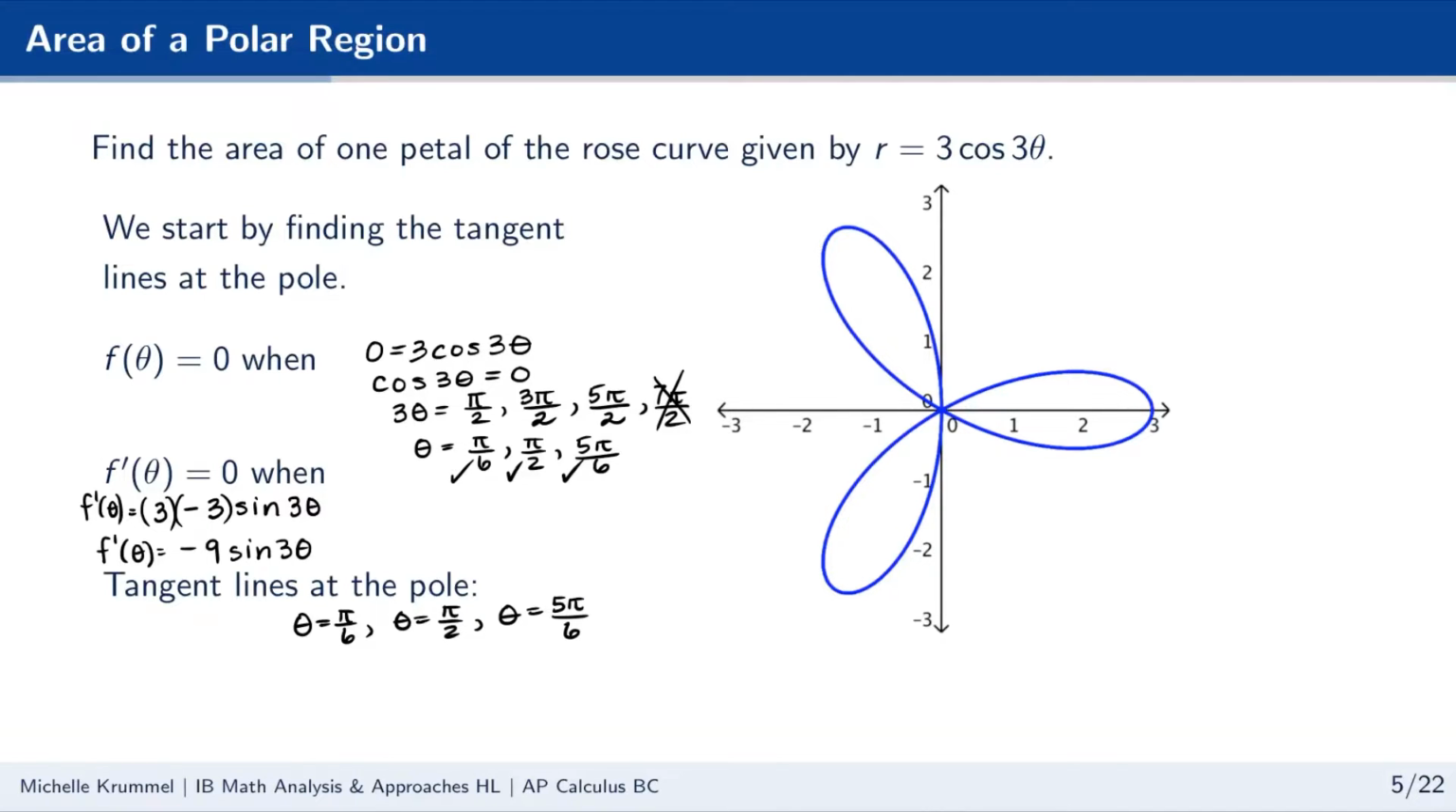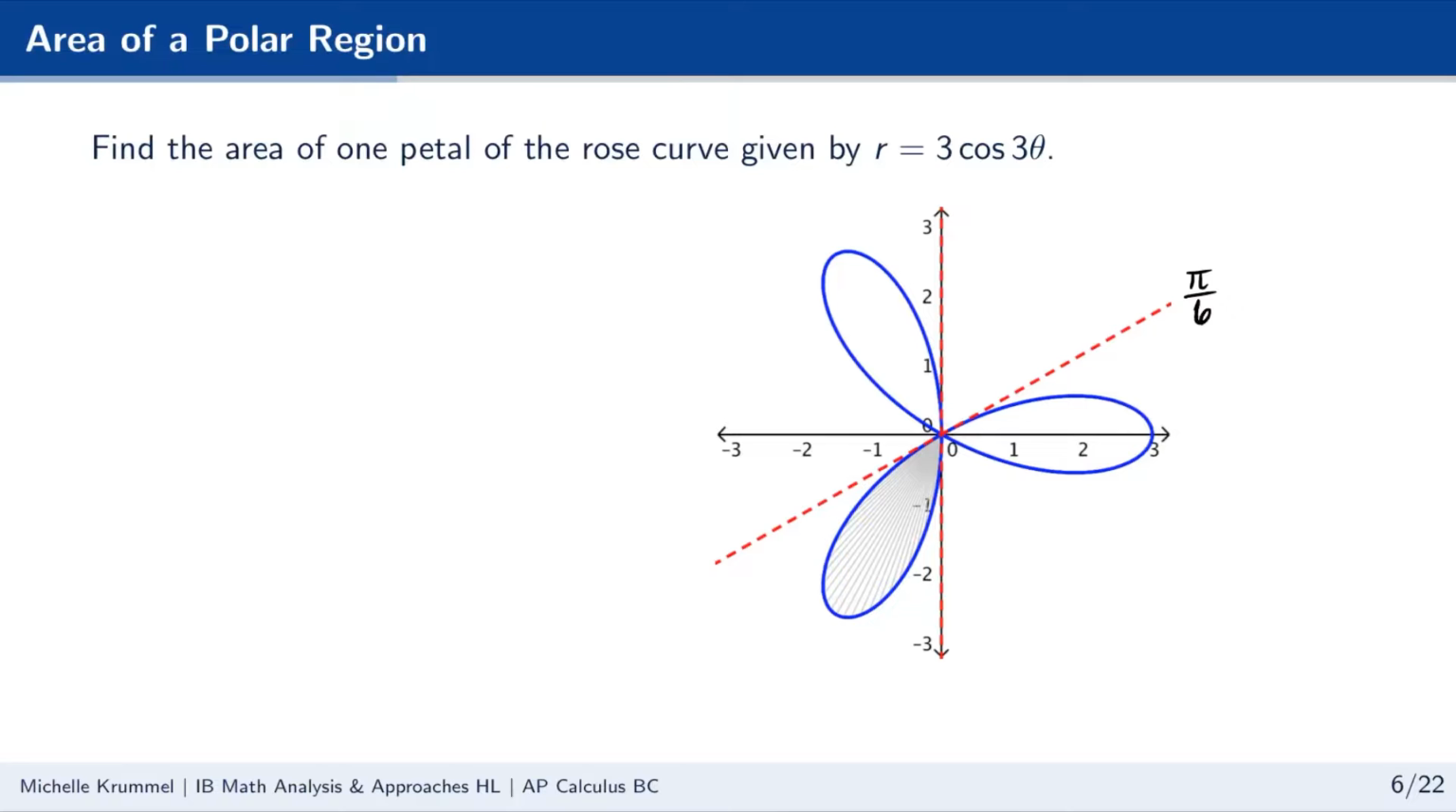So that's step 1 in trying to find the area, finding tangent lines at the pole, because it turns out that's going to help us determine the intervals where we need to set up our integral. So here's our pi over 6, pi over 2. Oh, I don't have the third one drawn. So how we're using these tangent lines, I'm going to go ahead and draw the third one so we can talk about how we choose our interval. Okay, so we will say this one is the 5 pi over 6.